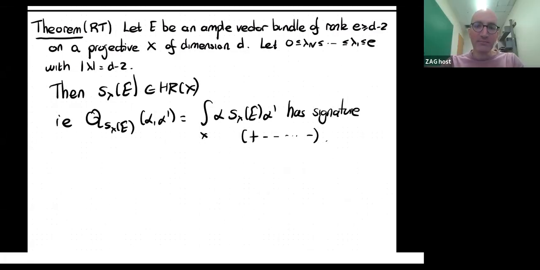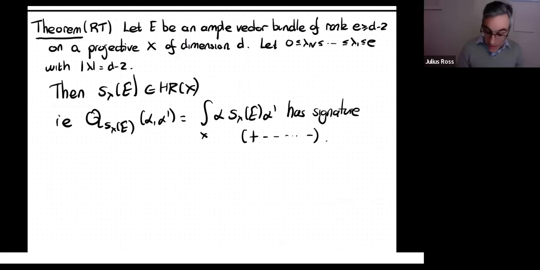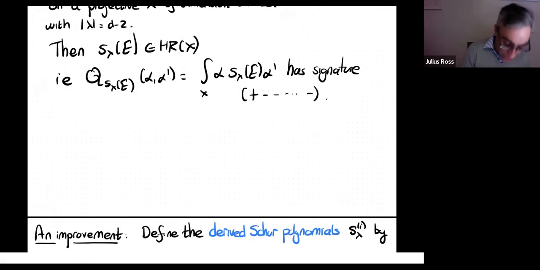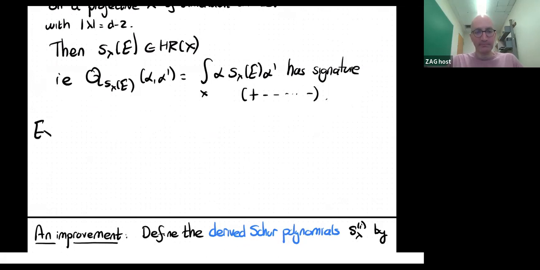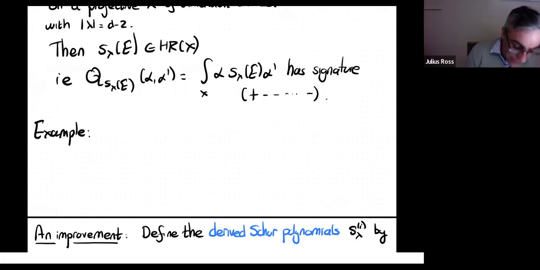Julius, small question. Why is this class not represented as a product of Kähler classes, like in the previous example? Why is it a new example? Let me do that. So let me do an example for you. I think this is the simplest example I can think of for that.